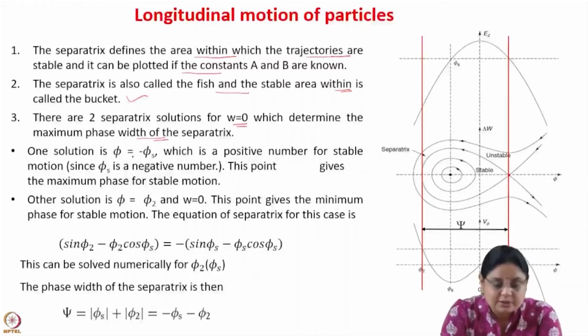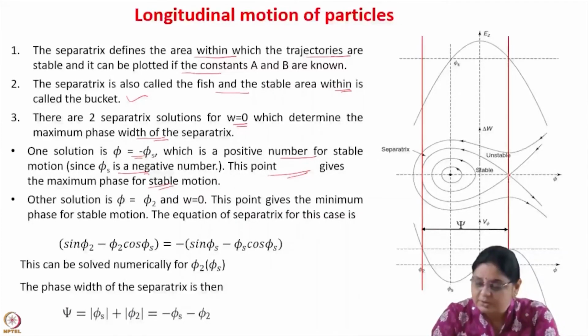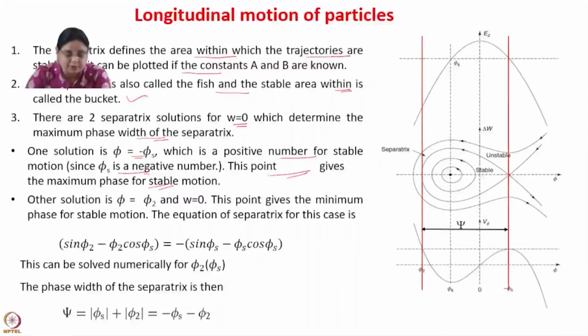One solution, phi is equal to minus phi s, is a positive number for stable motion, because phi s is a negative number, so minus phi s will be a positive number. This point gives the maximum phase for stable motion. The other solution is phi is equal to phi 2, and w is equal to 0. This gives the minimum point for stable motion. So the phase for stable motion, if you see in the graph for electric field, lies between minus phi s and phi 2.